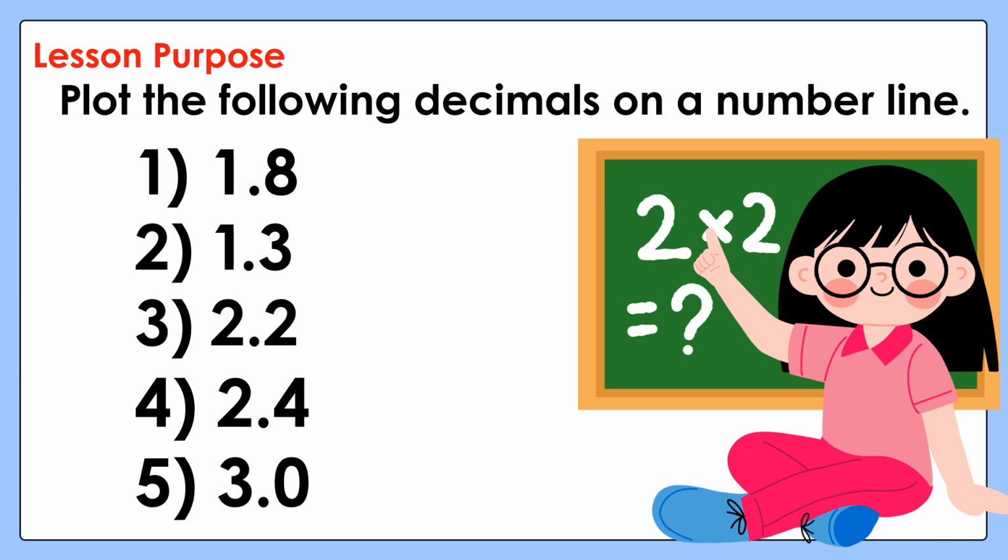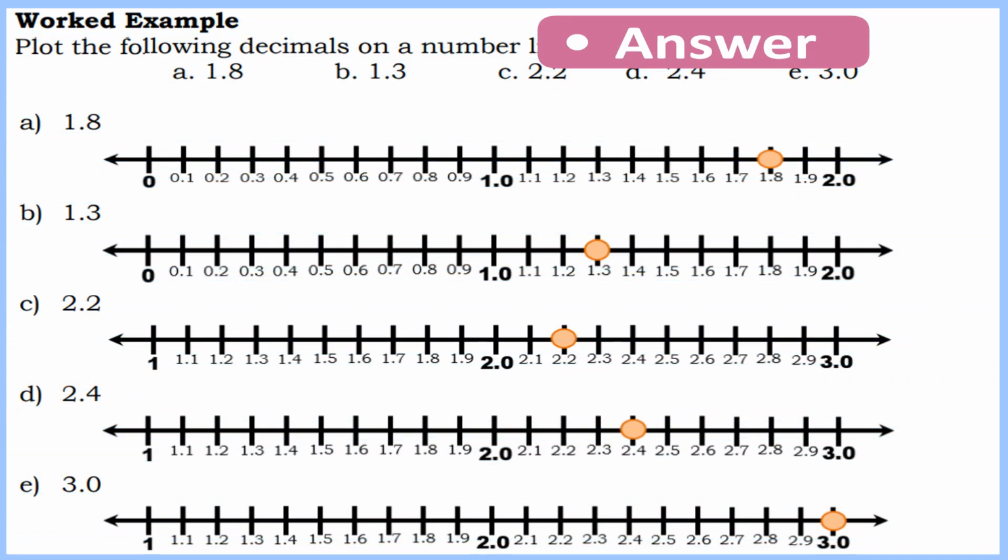Lesson purpose. Move the arrow and choose a number where to place it. Then ask a learner from the class to name the decimal number. Let's start with number 1, 0.8. Number 2, 1.3. Number 3, 1.8. Number 4, 0.2. And number 5, 0.5. And here is the answer.